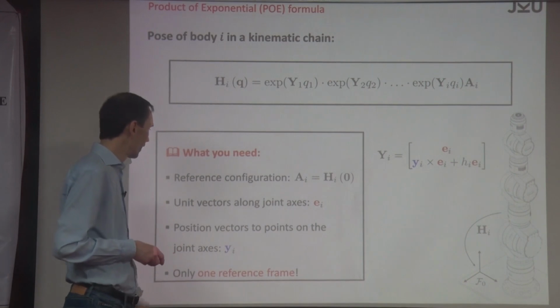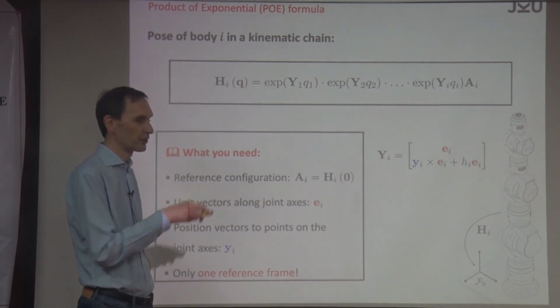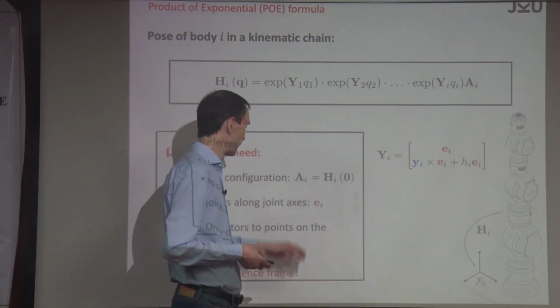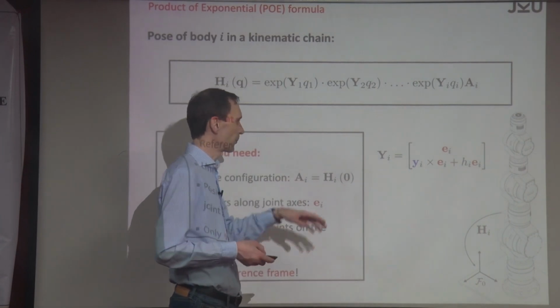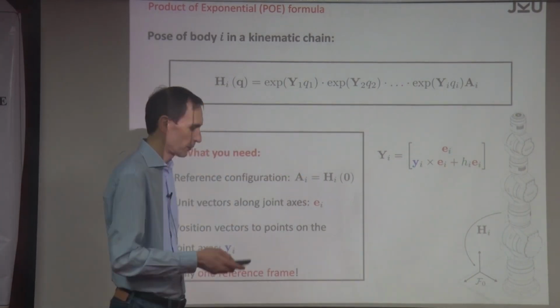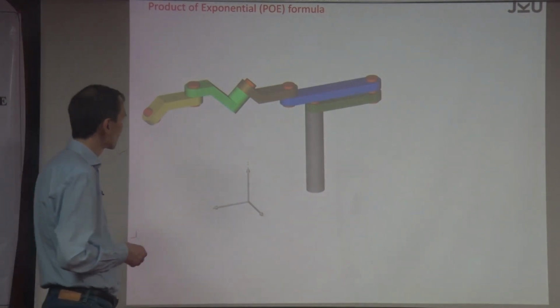That's easy done. And you need unit vectors along the joint axis. That's also something you can easily do. And the only additional thing is that you need the initial pose of the frame that you're interested in, which is also not difficult. But let's do this for an example.